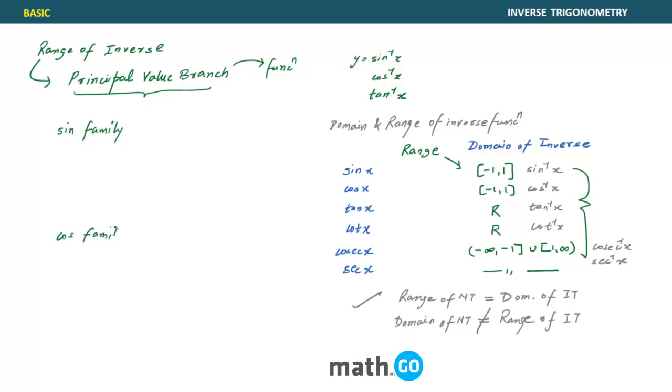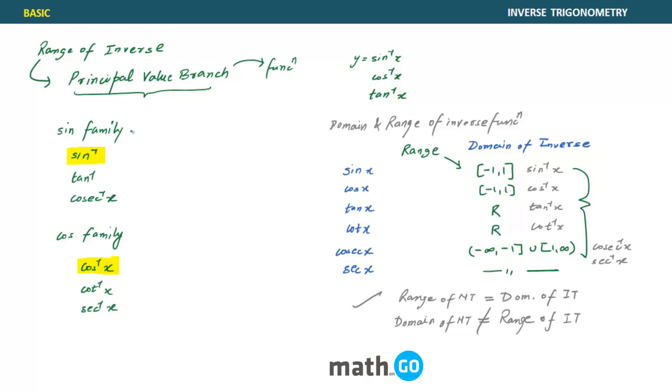What are the members of the sine family? The members of the sine family are sine inverse, tan inverse, and cosecant inverse. For the cos family, the members are cos inverse x, cot inverse x, and secant inverse x. If you want to find the range, you just need to figure out the head member of the family. If you remember the values of these, all the remaining will be understood from them.